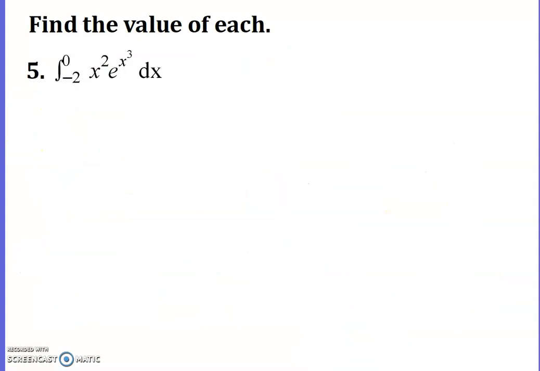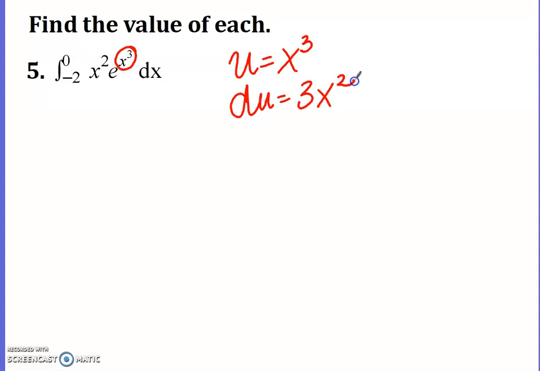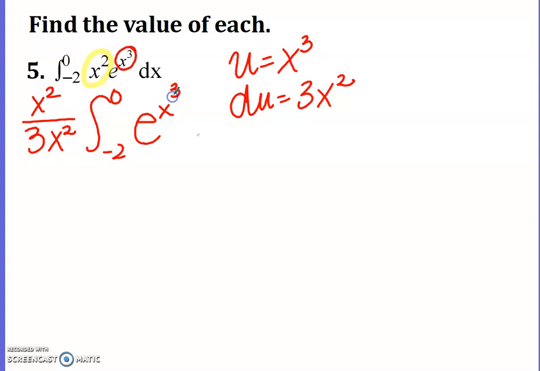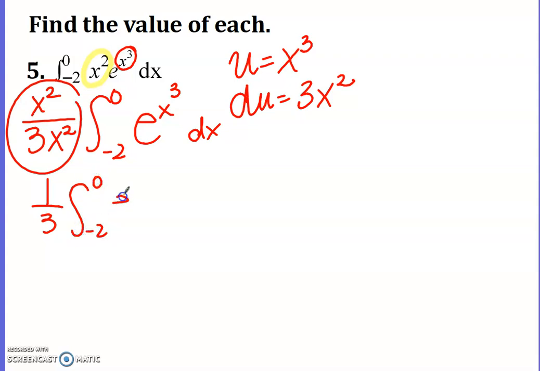Okay, let's try one more. Another exponent one, with an e. So again, I take the exponent and I set that equal to u. When I take the derivative, that's 3x squared. This gets moved out front and I divide it by du. And I'm just left with e to the x cubed. This simplifies to 1/3. And then I sub in my u here.